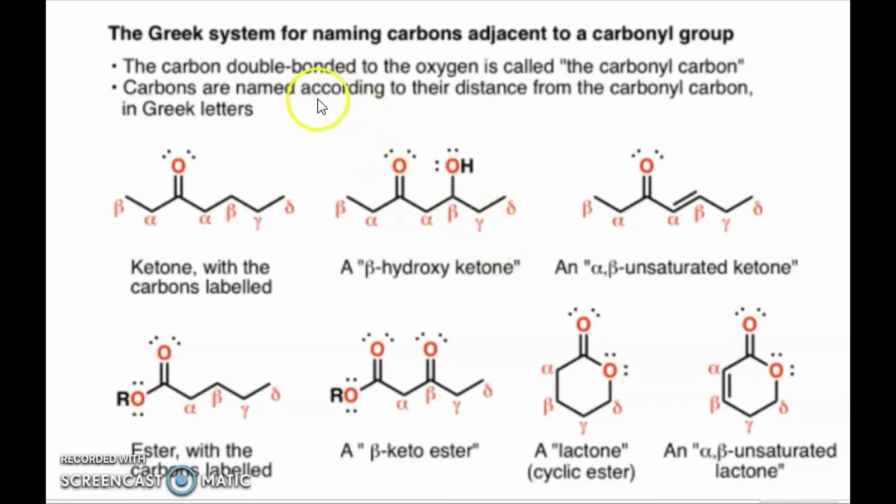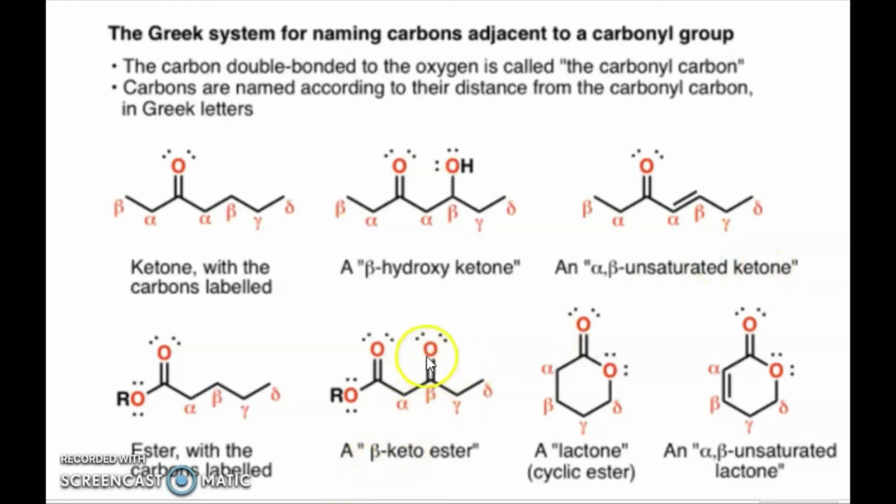Now I just want to take a minute and go over the Greek naming system for compounds with carbonyls. The double bond to the oxygen is the carbonyl carbon, and then we're using Greek letters to name the carbons according to their distance from that carbonyl. Typically, it'll go off in two directions. So alpha, beta, gamma, delta in this ketone. So the other functional groups are named relative to this. So here, beta hydroxy ketone, because the hydroxy is in the beta position. And here we have unsaturation between the alpha and beta carbon. So this is an alpha beta unsaturated ketone.